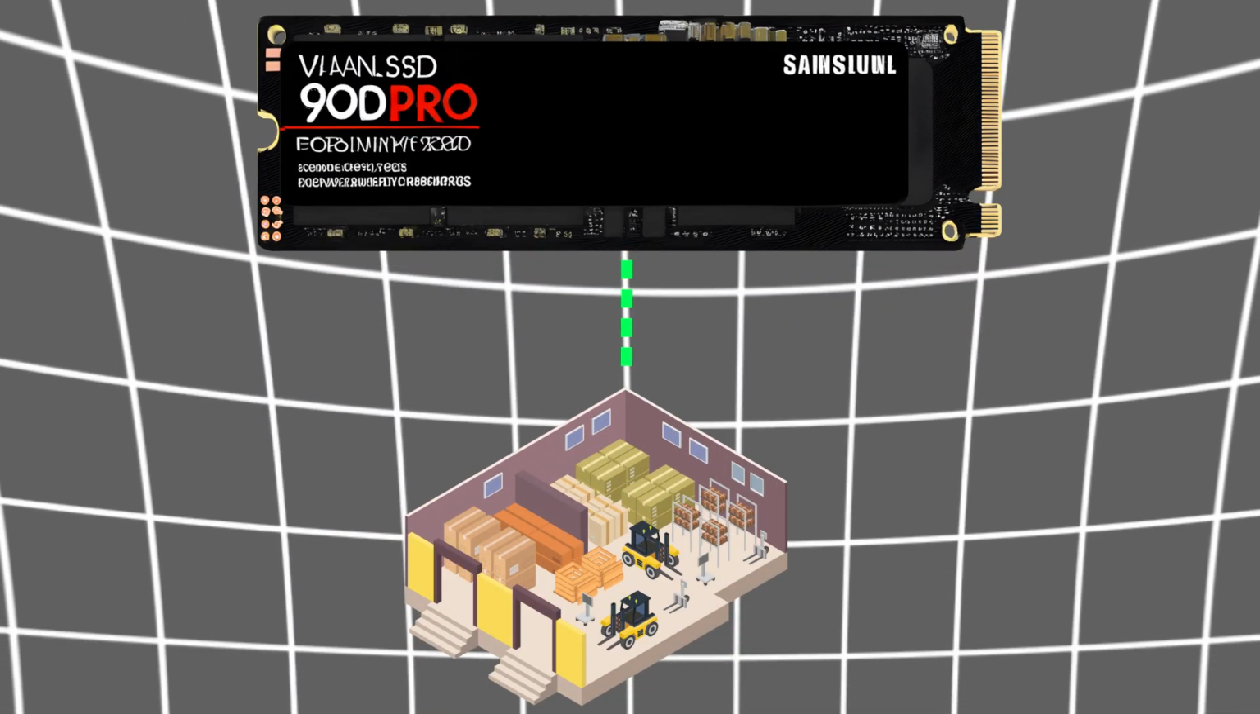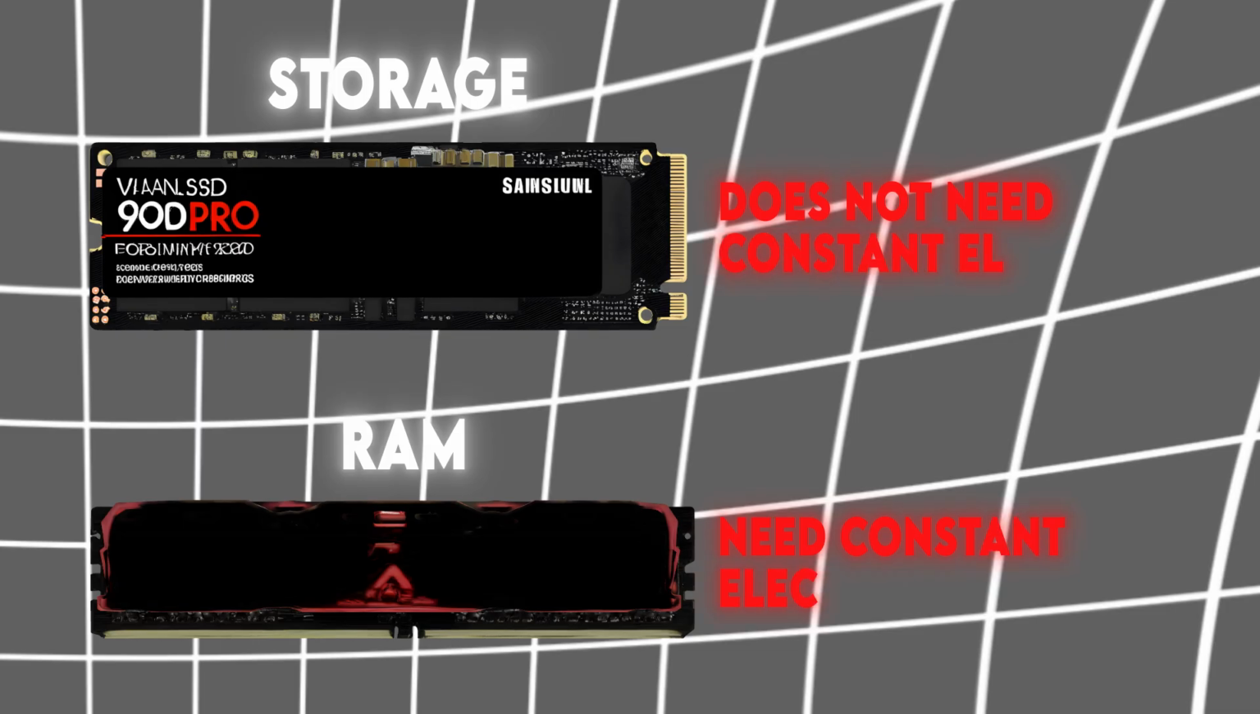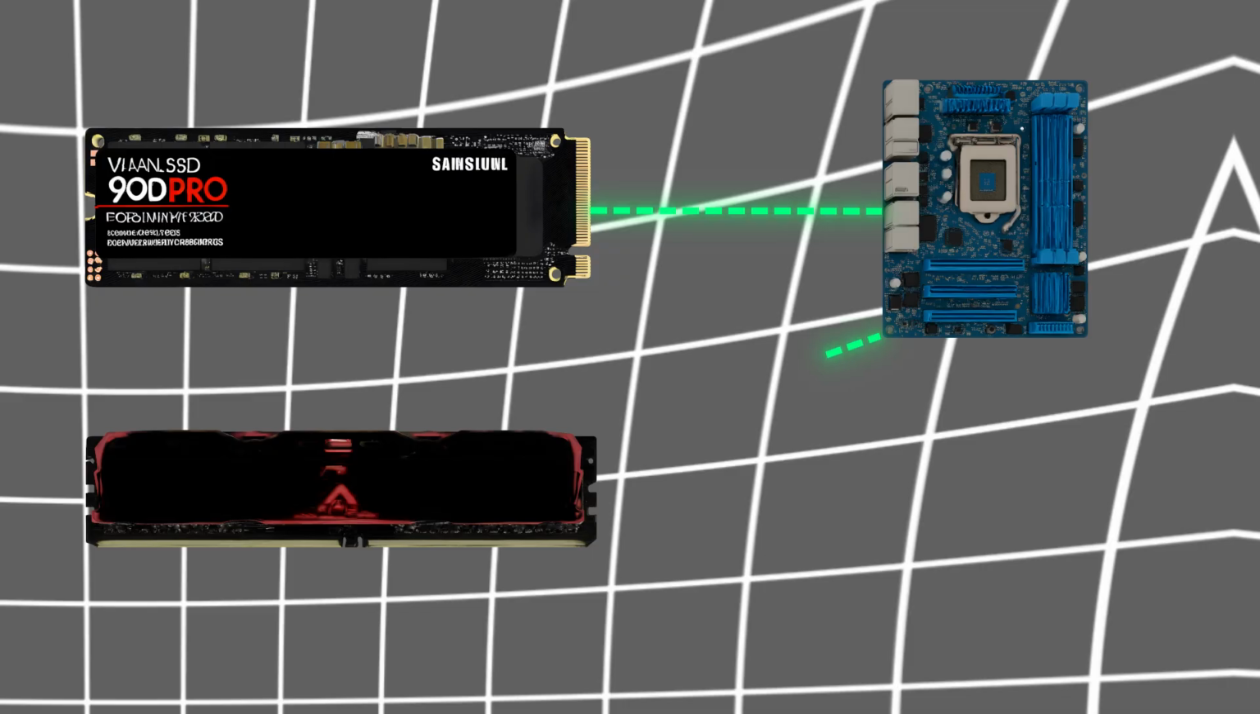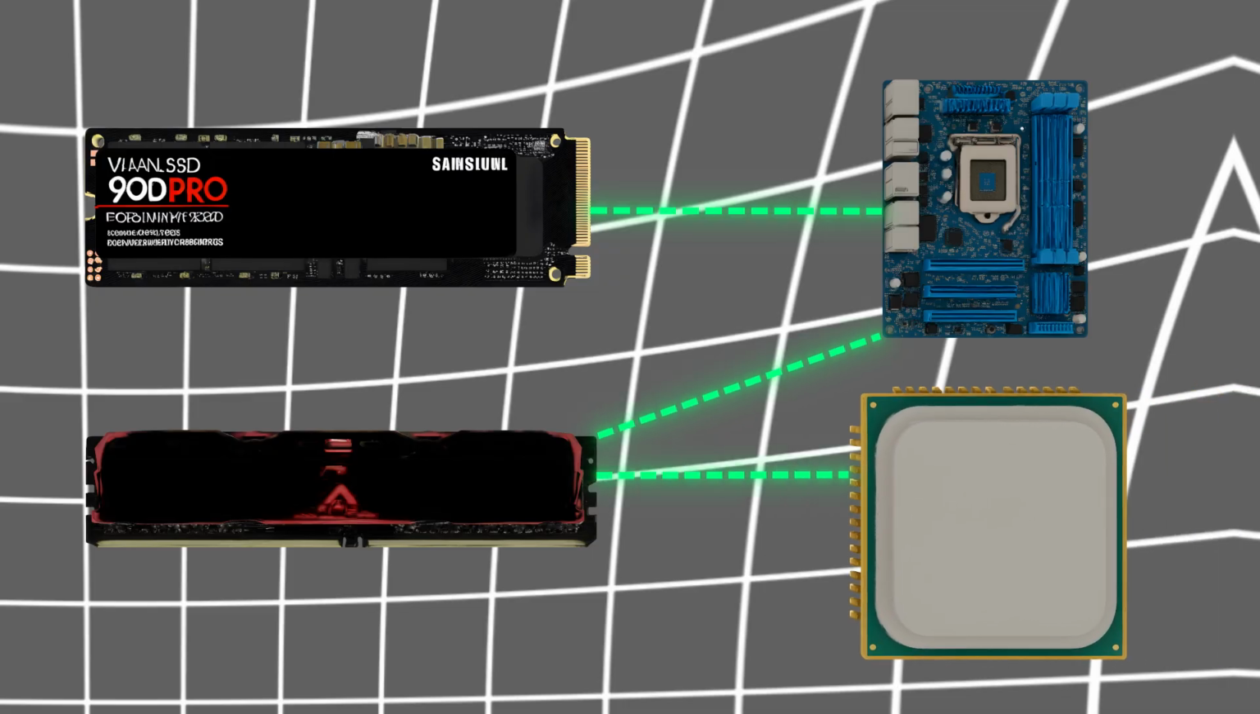Storage, the warehouse. Storage is like a warehouse or office archive where inactive data is kept. This is where your files live when the computer is turned off. Unlike RAM, storage doesn't need constant electricity to keep your data saved. When you want to do something, the data travels from storage through the motherboard's routes into RAM, so the CPU can use it quickly. Without RAM, the CPU will not have fast access to the data it needs. And without storage, nothing will remain after the computer is turned off.